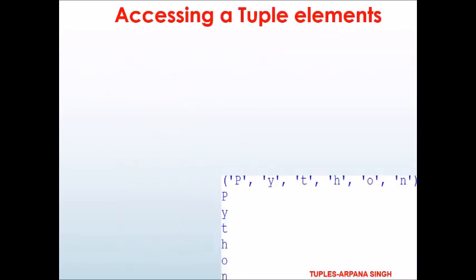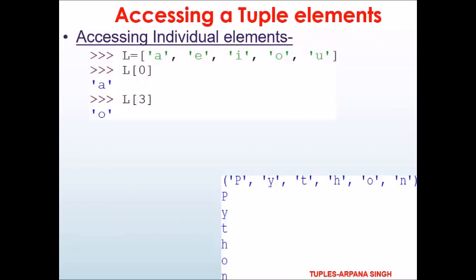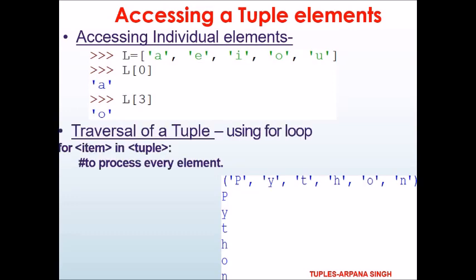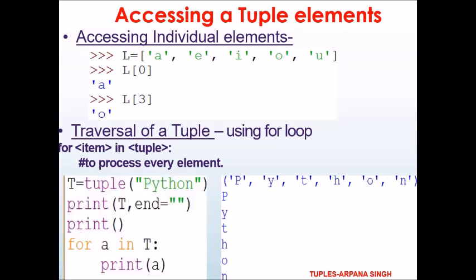Accessing individual elements: I have already told you how to access elements individually. You write the index and then you will get the element. Traversal: using a for loop you can traverse the elements from left to right or from right to left. The syntax is, you write for a, any loop variable, in t. What is t? T is a tuple which is converted from a string. This is a statement you have already studied. Using the tuple function you can convert this string to a tuple. This is the statement to print the tuple.